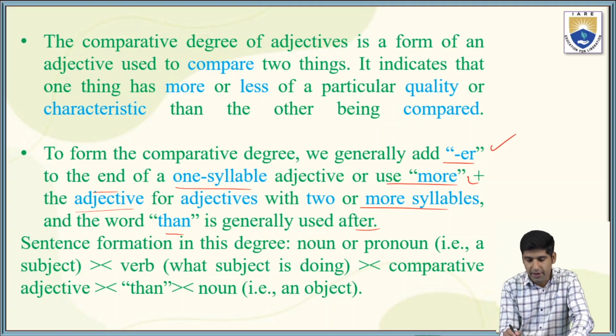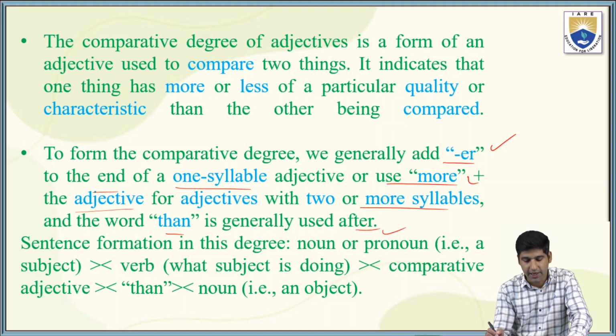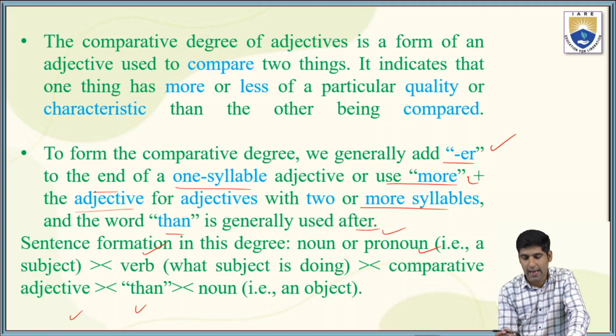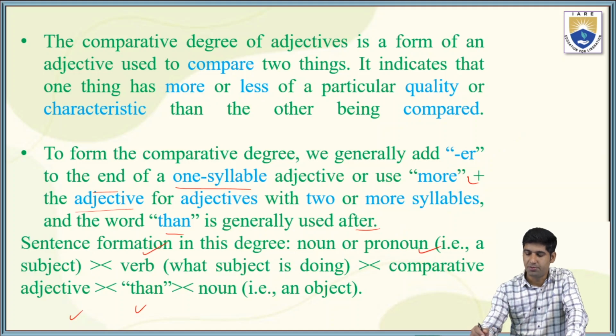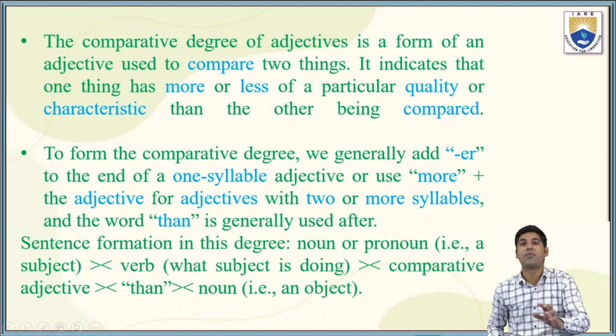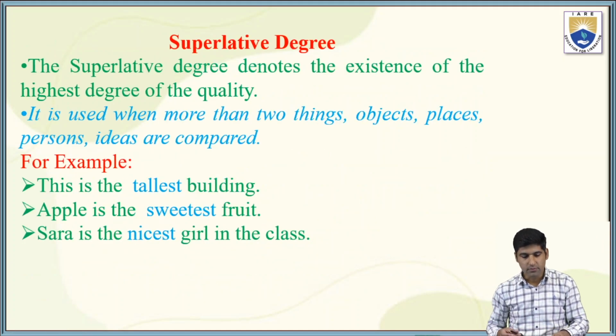So how can we form a sentence in this degree? First we require a noun or pronoun, that is the subject. Then we require a verb, meaning what the subject is doing. Then we require the comparative adjective. Then comes than, and at the end the object. This is how we can form a sentence by using the comparative degree. Now we have the last one, that's the superlative degree.